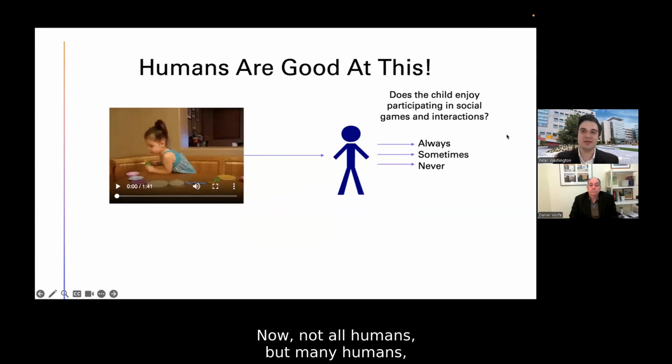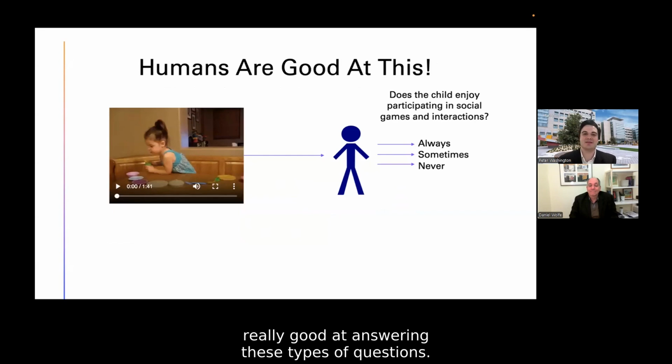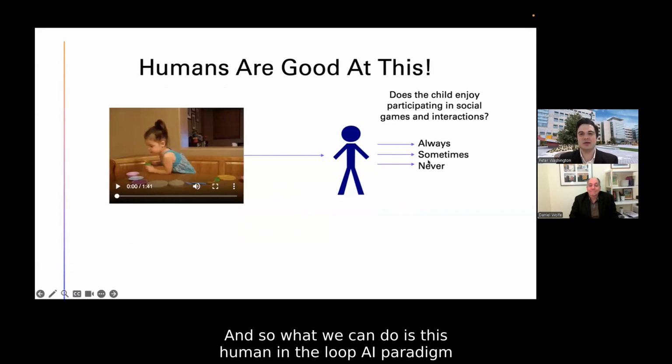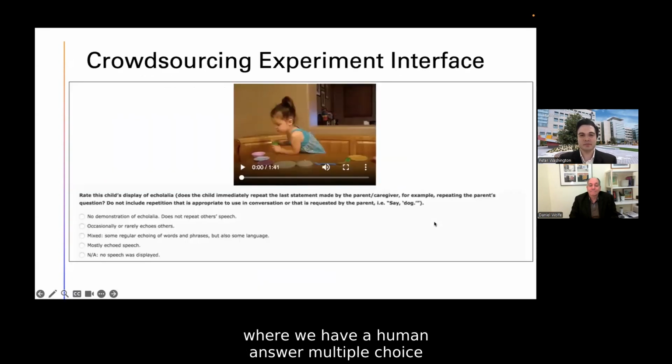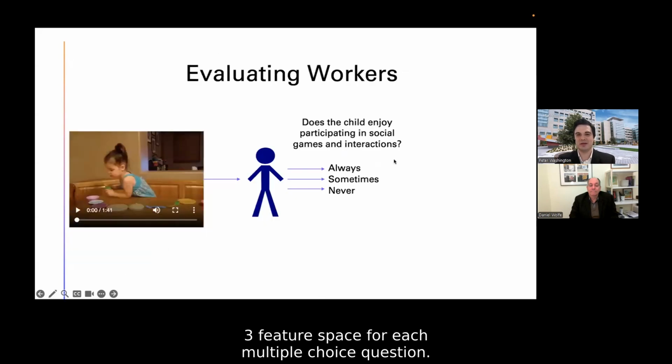Now, not all humans, but many humans, depending on who they are, could be really good at answering these types of questions. And so what we can do is this human in the loop AI paradigm, where we have a human answer multiple choice questions about the video. So that's converting this video into a 0, 1, 2, 3 feature space for each multiple choice question.